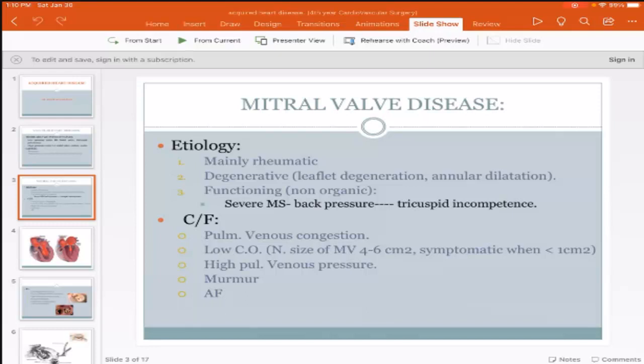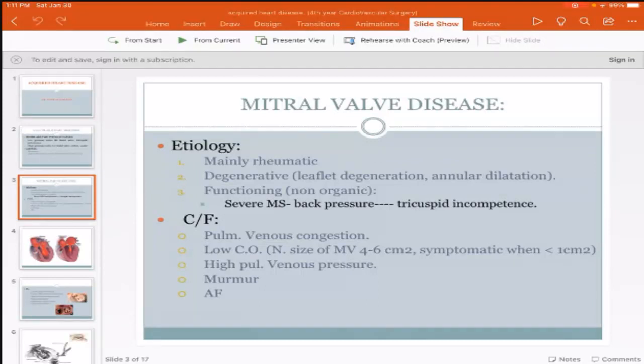The clinical features are usually covered on the medical side. It leads to pulmonary venous congestion, low cardiac output and high pulmonary venous pressure. When you put your stethoscope, you hear a murmur, and mainly the patient will develop atrial fibrillation. This is a serious thing.